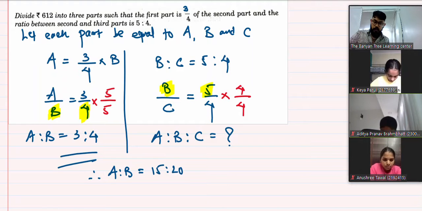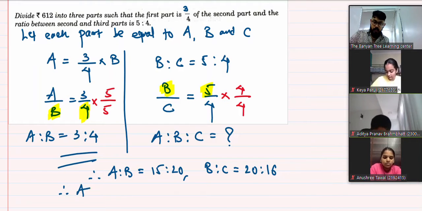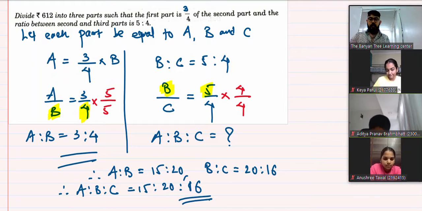15 is to 20 एंड B is to C कितना हो जाएगा? 20 is to 16. Therefore A is to B is to C कितना हो जाएगा? 15 is to 20 is to 16. Right? This is what was missing, the ratio between A, B and C, which we found out.